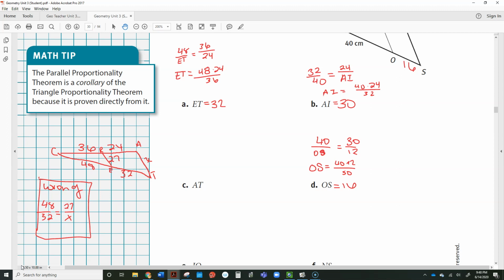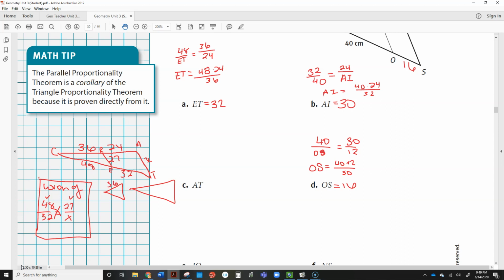This is correct only if you're using it to find another piece of a transversal. These are not pieces of the transversal. These are pieces of the triangle. So while this is correct and this is correct, they are not equal to each other. You've mixed two things together. So anytime you're looking for the length of one of your parallel sides, you have to go back to the two triangles. You've got the little triangle and the big triangle.